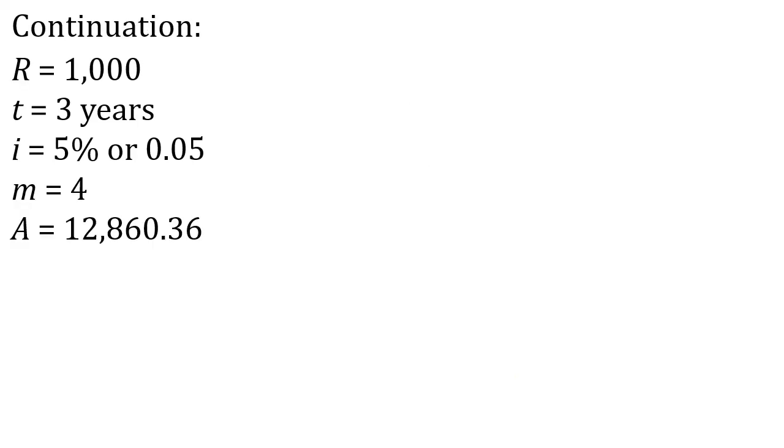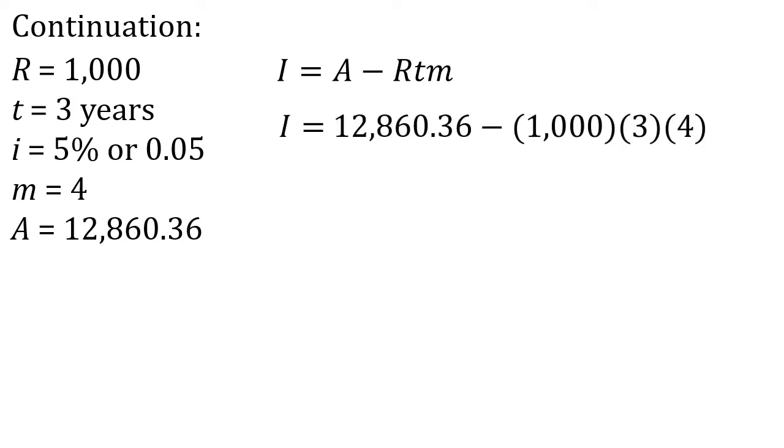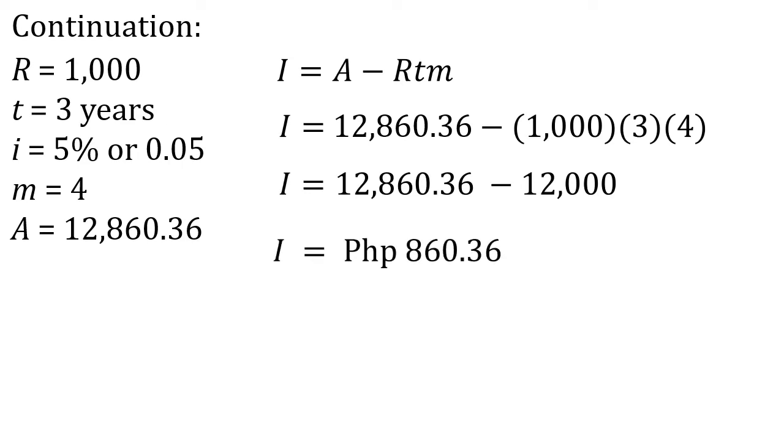Now, since we are going to solve for the interest also, we can use this formula to get the amount of interest of an ordinary annuity. Use the formula I equals A minus RTM. So we got 12,860.36 as A. Substitute that in our formula as well as the values of R, T, and M. So I equals 12,860.36 minus 1,000 times 3 times 4. So that's 12,000. So the difference is 860.36. So the interest earned amounted to 860.36 pesos.